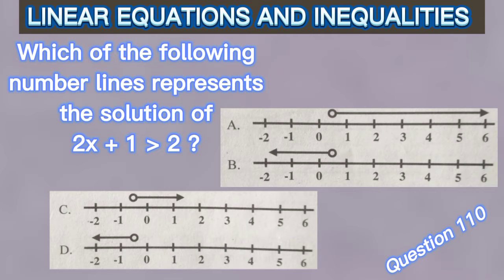Before we can identify the correct answer, we need to solve for x in this question. That is to say, we have to make x the subject of this inequality. After solving for x, we illustrate the answer on a number line. When we are done, we compare the results with the options given to figure out the correct answer. Now let's solve it.